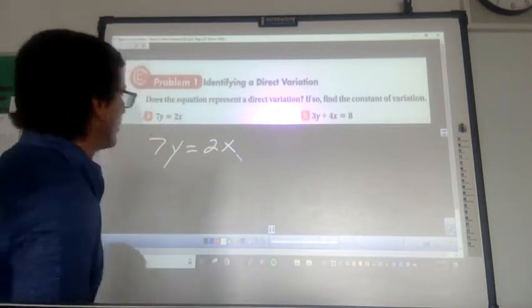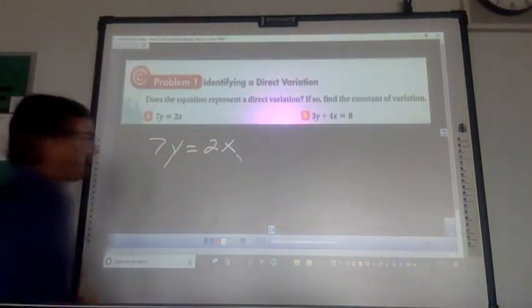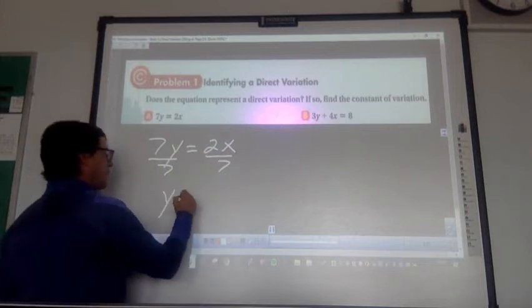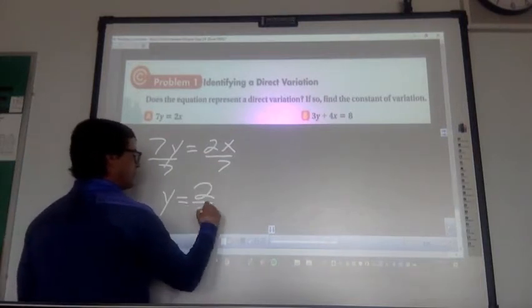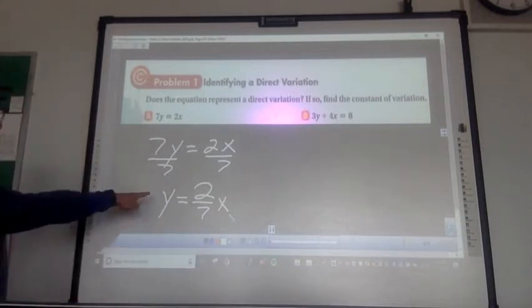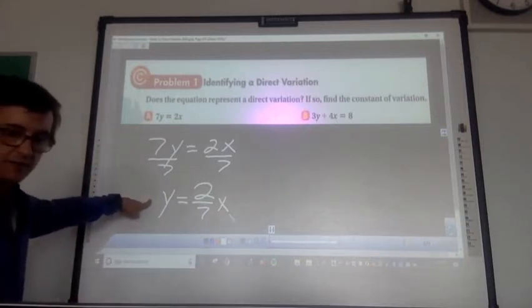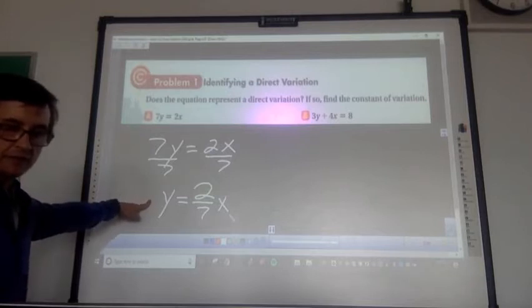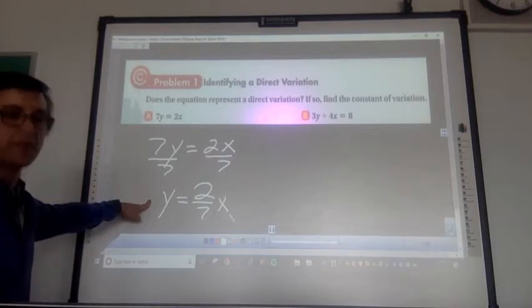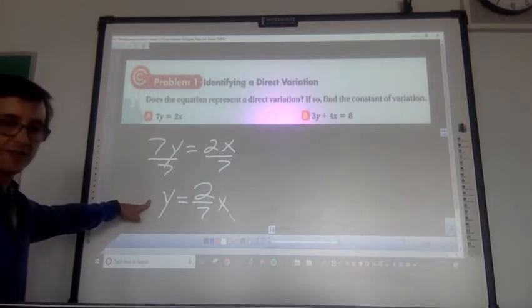Yes, those of you that are holding up the 7, excellent work. So divide by 7, divide by 7. So y equals 2 over 7 x. So is this a direct variation? Nod your head, yes or no. You got a couple no's. Any yeses out there? Because if you're shaking your head yes, you would be correct.